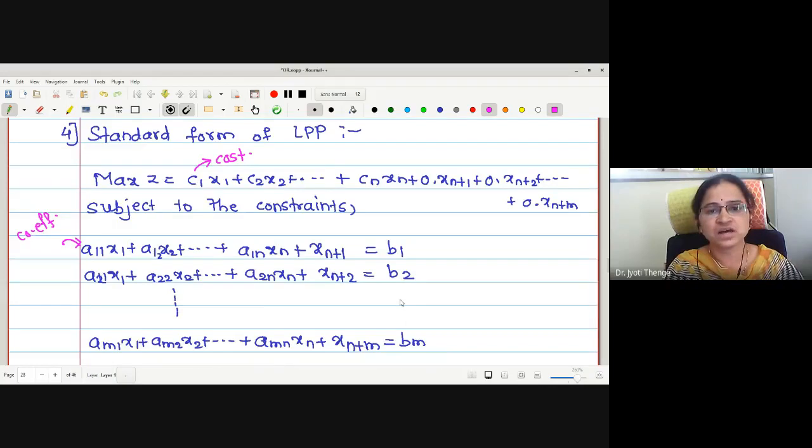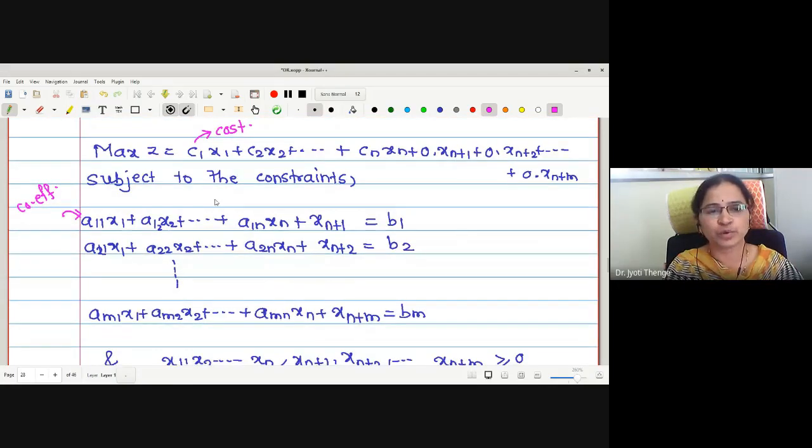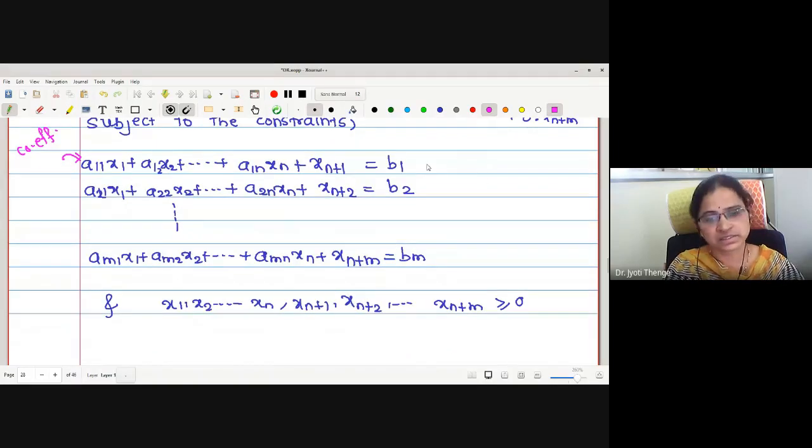This is the standard form of the linear programming problem, where the objective function is maximization, constraints are equalities, right hand side constants are non-negative, and all the variables are also non-negative. This is the standard form we have maintained. Is it okay to everyone?